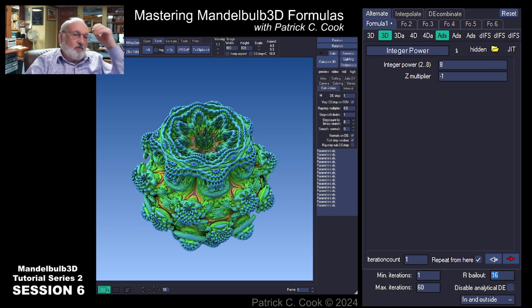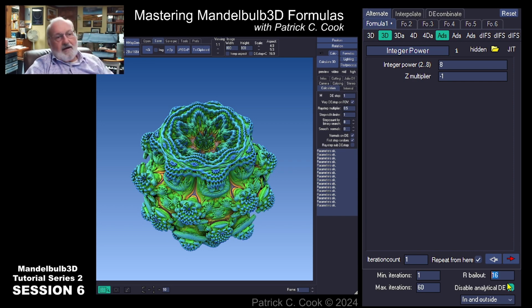Okay. So there are 2 basic fundamental elements that go into the creation of a Mandelbulb object when Mandelbulb3D runs the formula. That's the iteration count, and also the R bailout. Now let me prove it to you. We've got a few minutes left here in this session.